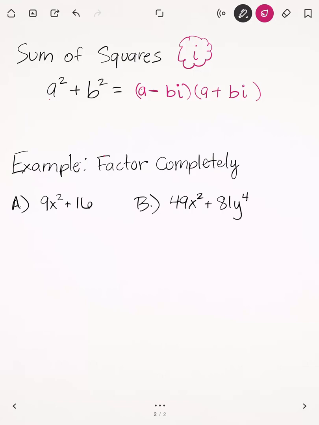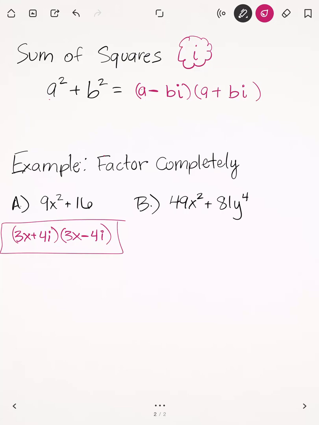So looking at letter A, I look first, there's no GCF. The square root of 9x squared is 3x, 3x, square root of 16 is 4, 4. 1 plus, 1 minus, but I cannot forget the i's with it. And that's it for the factoring. Okay, so it has to have the i's in order to be a sum of squares.